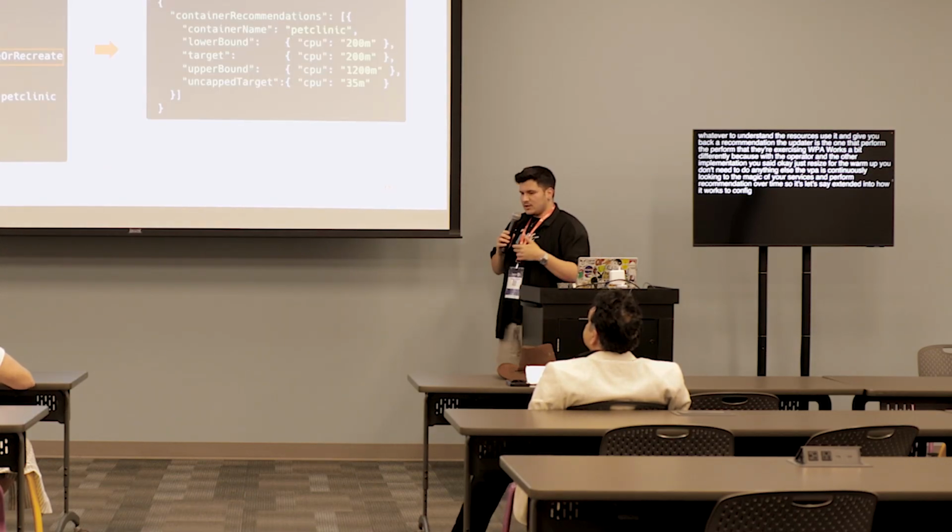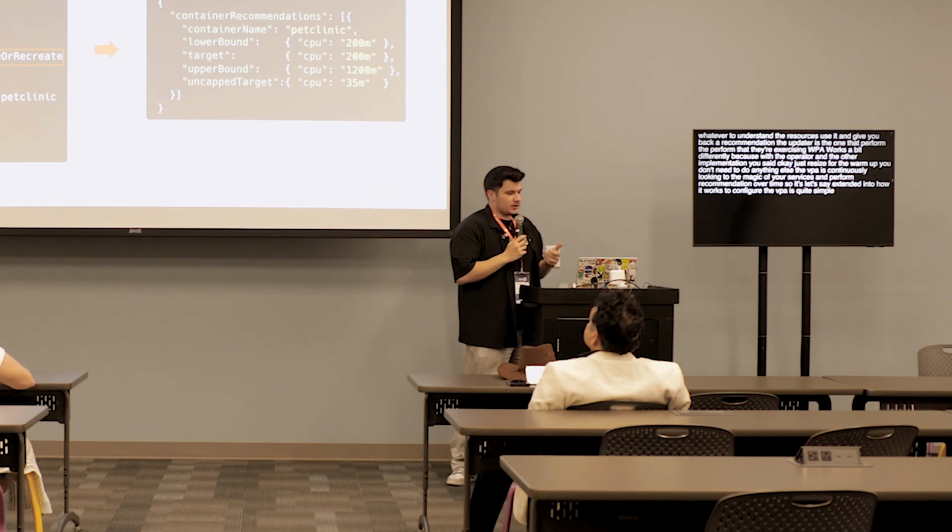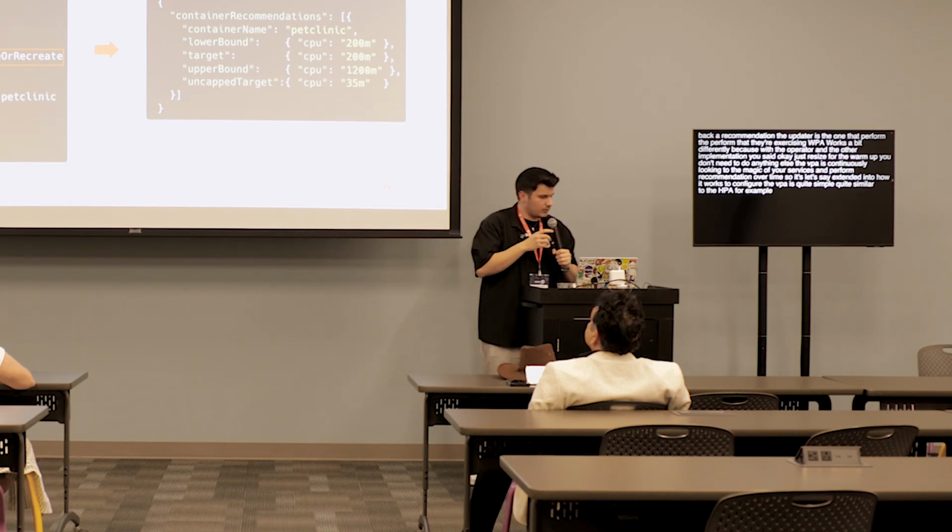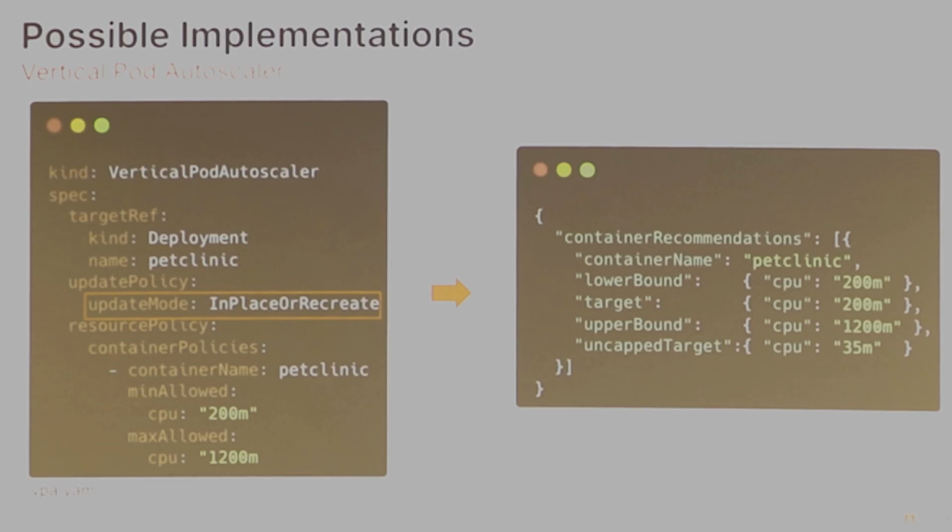To configure the VPA is quite simple, quite similar to the HPA, for example. You have to declare an update mode for the update policy, because otherwise the VPA performs the resizing and restarts the pod. In this case, we are using the in-place or recreate policy, which uses under the hood the in-place pod resize. And you need to define two boundaries, which are the minimum allowed and the maximum allowed for the CPU in this case.